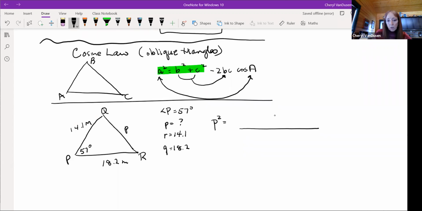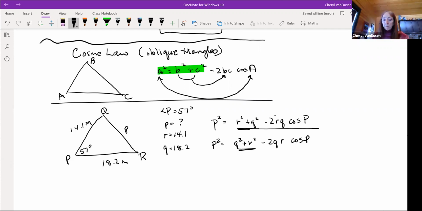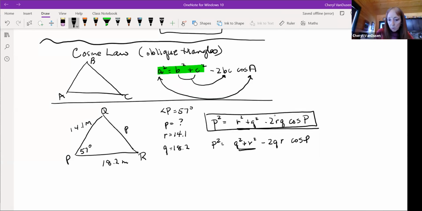And just in essence of time, I'm going to jump in here. So it should look something like this: r squared plus q squared minus 2rq cos p. Now, it could be this too. You are not wrong if you went q squared plus r squared minus 2qr cos p. The order of these doesn't matter. Just in case you're kind of frantically going, well, I don't have that, you can have either one of them. So just to keep it easy, I'll use this one, but it doesn't matter the order of the letters on the other side.